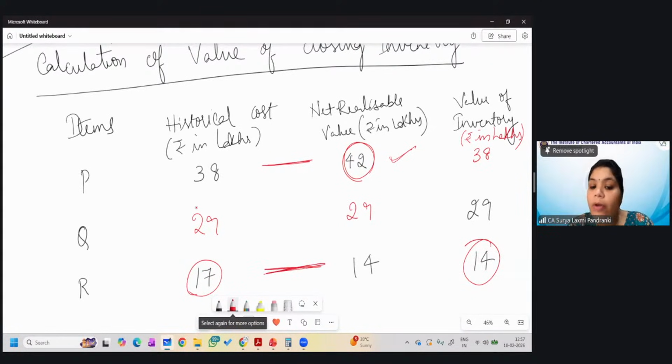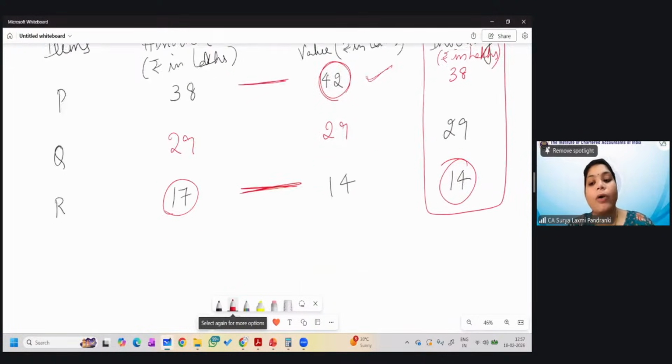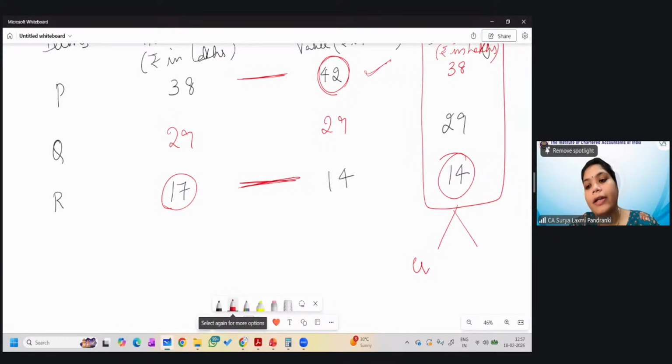So whichever is lower only has to be shown. Maybe you purchased it for a higher price or maybe for a lower price. What is realizable in the market and what you have purchased it for, both have to be compared, and whichever is lower only has to be shown in your books of accounts. This column, the value of inventory, is the value that you are going to show in your balance sheet, current assets, and in your trading account as your closing inventory.